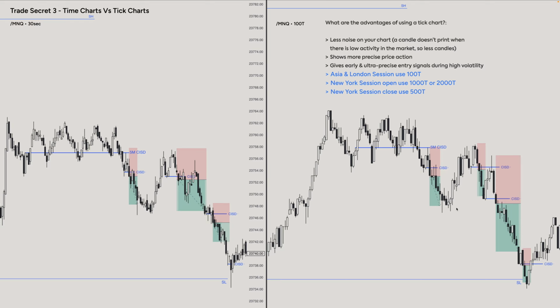It will have gaps everywhere. It cannot print candles fast enough. Why? Because New York has way more transactions than Asia and London. That's why if you trade New York session open, use the 1,000 tick chart or the 2,000 tick chart. If you trade New York close, so the last 2 hours of the New York session, you can use the 500 tick charts, which works great. So this is very important.